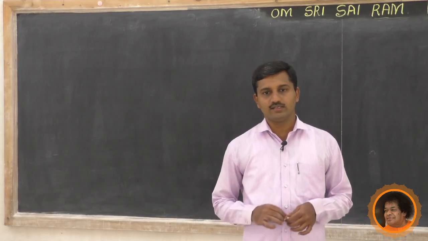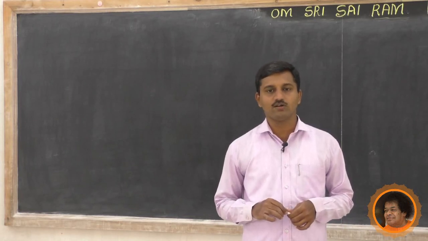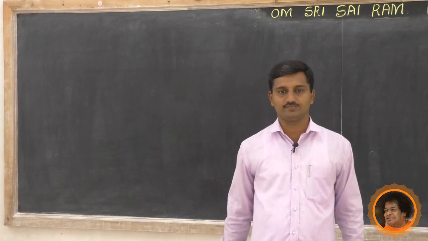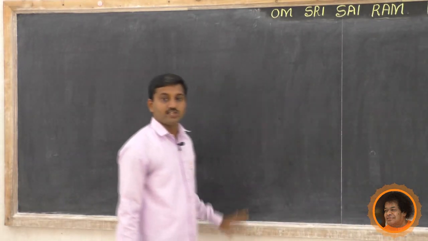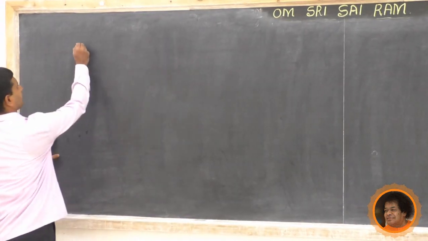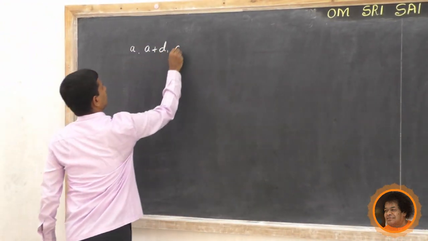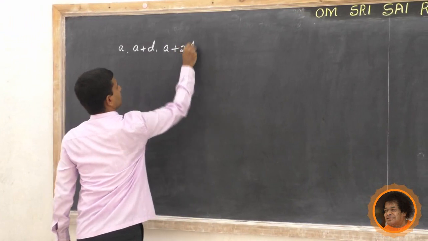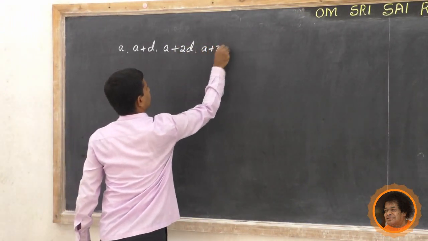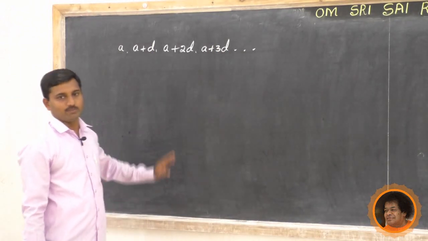Okay. Dear students, before winding up the lesson, we shall recall what we learned in this lesson. What is the general form of an arithmetic progression? General form of the arithmetic progression: A, A plus D, A plus 2D, A plus 3D, and so on. So this is the general form of an arithmetic progression.